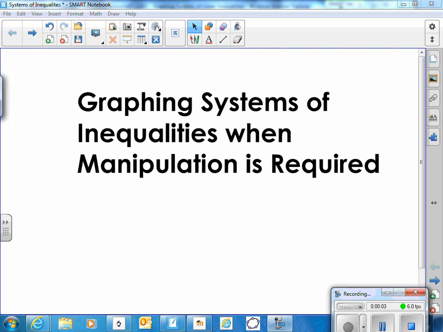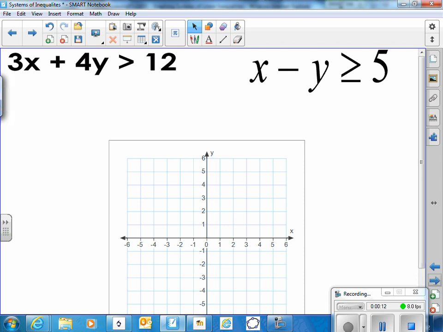This video clip explains graphing systems of inequalities when manipulation is required for solving. For example, 3x plus 4y is greater than 12.